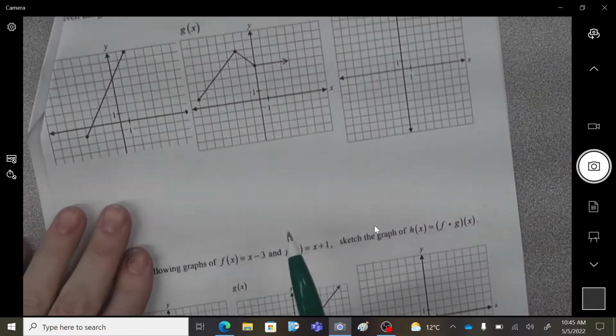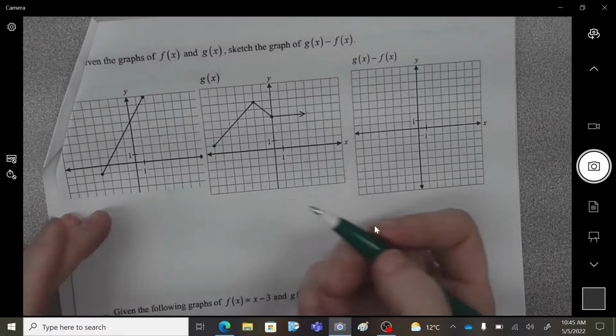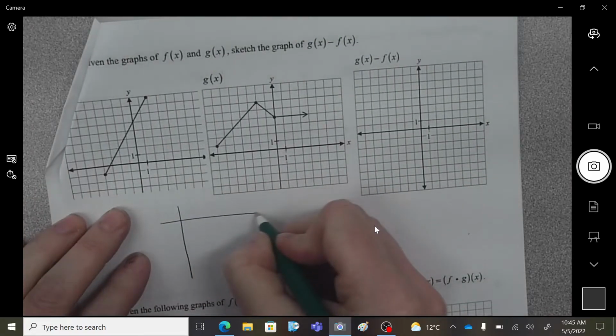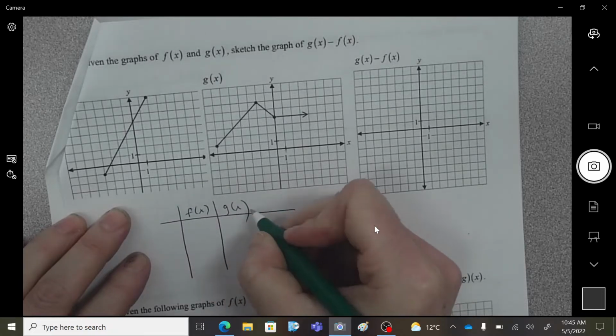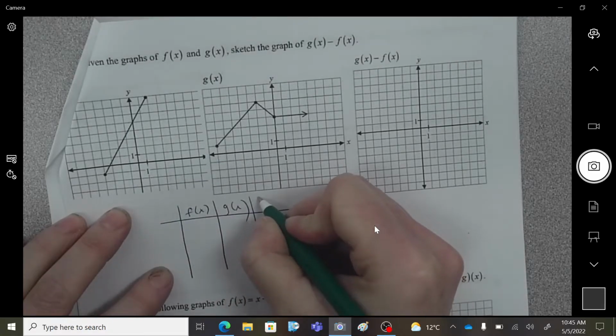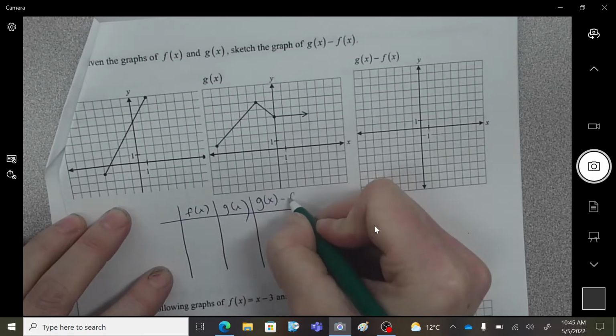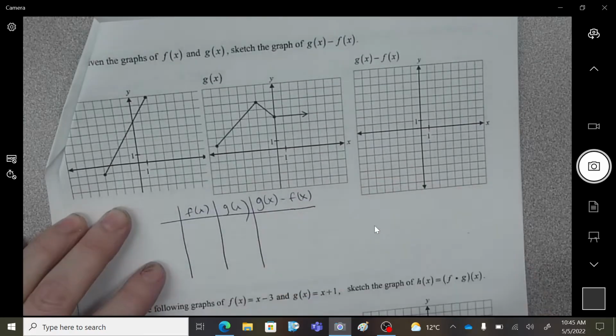Okay, we're going to sketch a subtraction function for number 5. So here's the f function, the g function, and then we have to do the subtraction. We're going to have to look at the order on that one, remember?